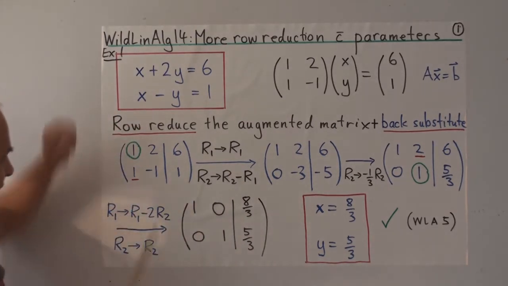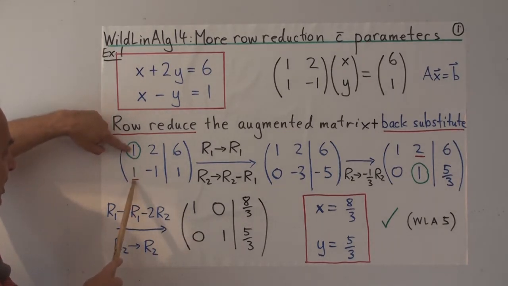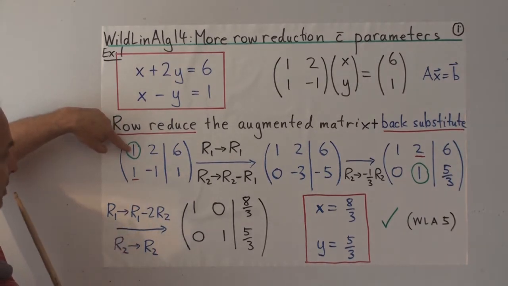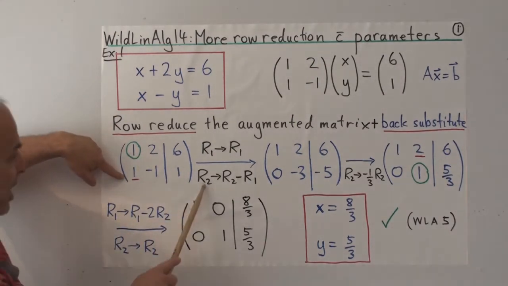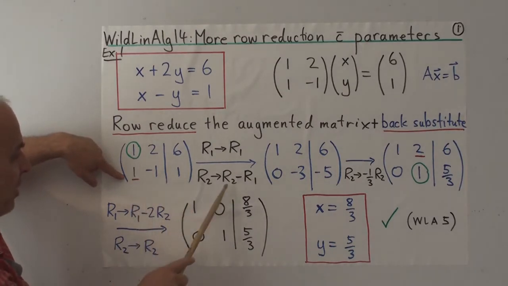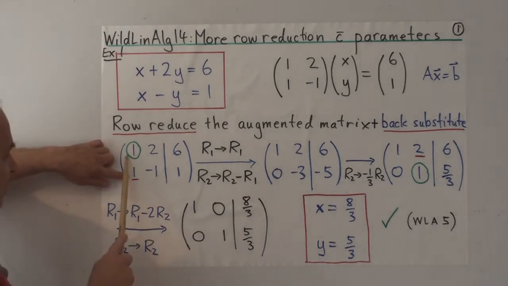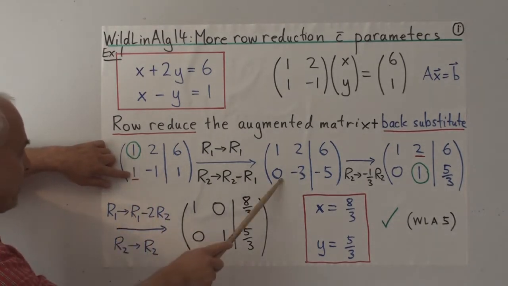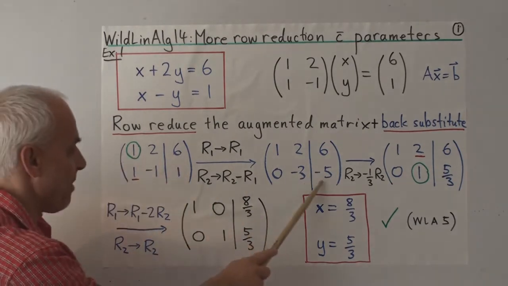So what we do first is we use this entry here as a pivot entry to reduce this one here to 0, to eliminate the entry here. And the way we do that is to replace the second row with the second row minus the first row. That's what we write here just to record what we're going to do. So row 2 is going to be replaced with row 2 minus row 1. So we take this row 2 and we subtract row 1. 1 minus 1 is 0. Minus 1 minus 2 is minus 3. And 1 minus 6 is minus 5.